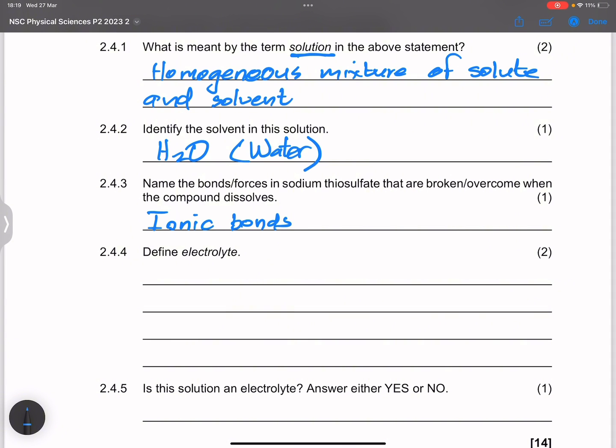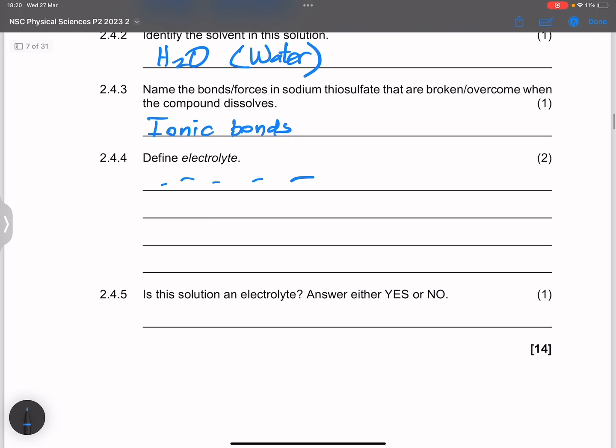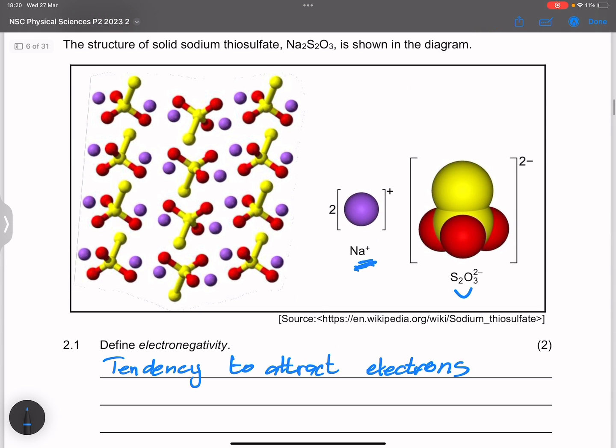All right, so the next question, they say define electrolyte. So an electrolyte in this case is a substance that can conduct electricity by forming free ions, or you can say that it's a dissolved solution that is able to conduct electricity by forming free ions. You can write that down for yourself. I will not do that. And finally they say, is this solution an electrolyte? And the answer is simply yes. You can see that it ionizes, and therefore it would be in a position to conduct electricity.